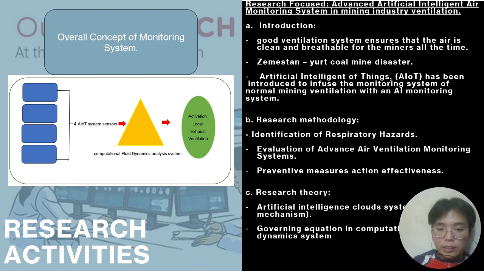Other than that is the computational fluid dynamics system, which uses governing equations. These governing equations act as illustrations of all the hazards in the ventilation of the mine, and how they affect the ventilation system. This equation acts as a catalyst that makes sure the ventilation in the mine can be shown clearly. Lastly, other than the hazards, the dust, the particle sizes in the dust and the particle concentration can also be illustrated clearly.